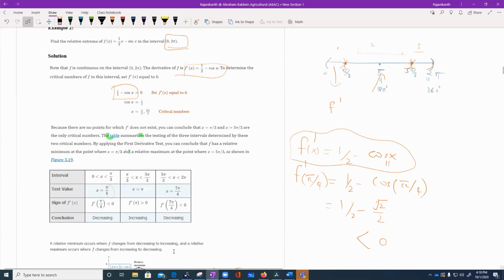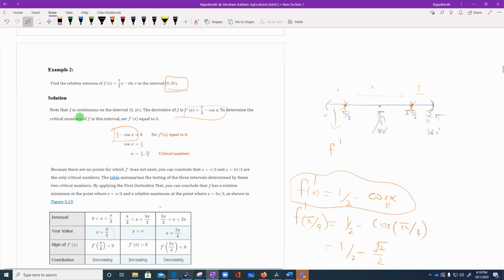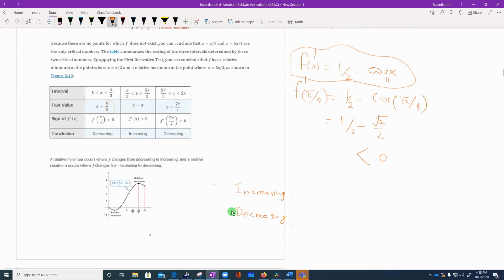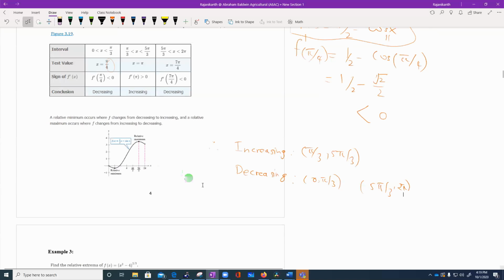So you know now where it is increasing and decreasing. It is decreasing, increasing, decreasing. So you could write those down if you want here. I'm writing increasing here, and decreasing in two intervals, 0 to pi over 3 and 5 pi over 3 to 2 pi. Okay, keep that.